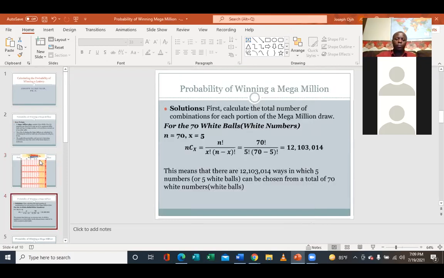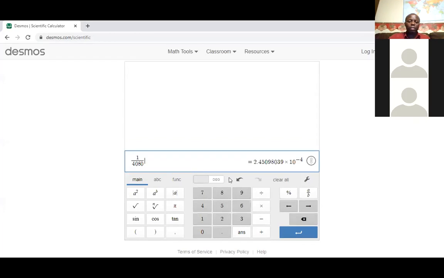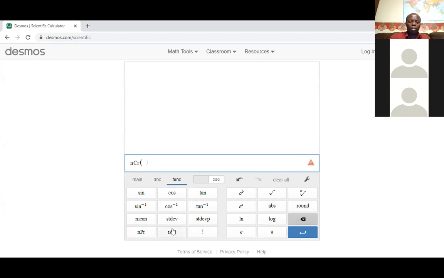How do you do that? First of all, you know that there are 70 white balls, of which you're going to select 5. So the sample space: N is 70, R is 5. So we're going to have 70 combination 5, which is 12,103,014, and that's what we got here.